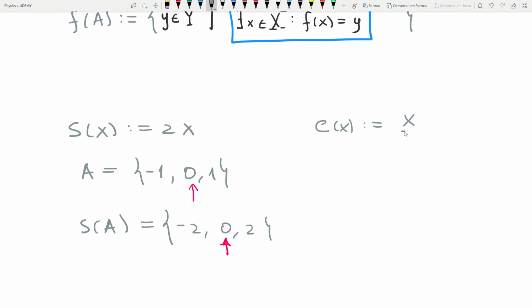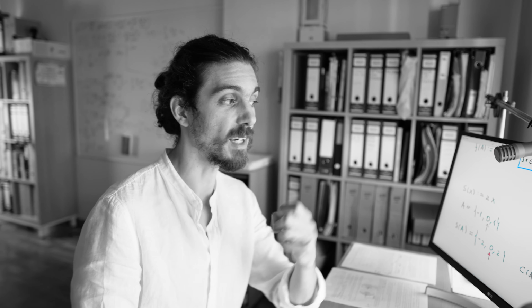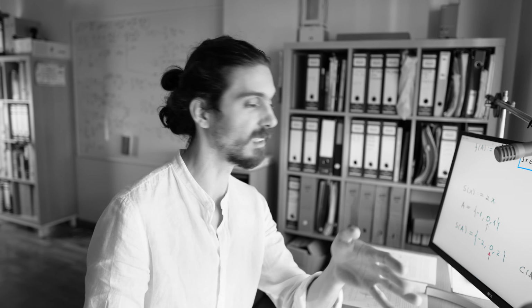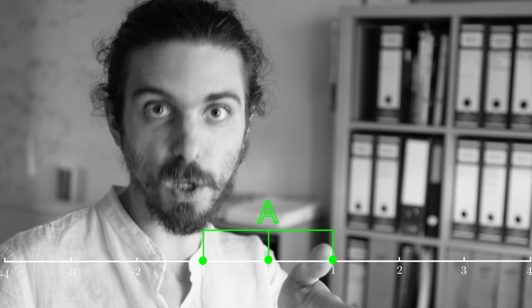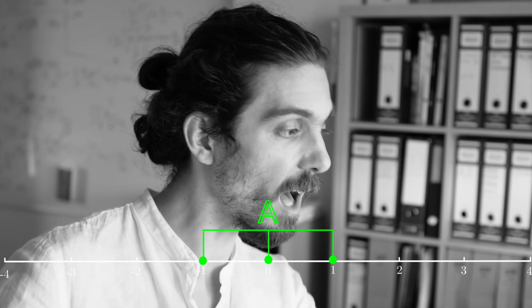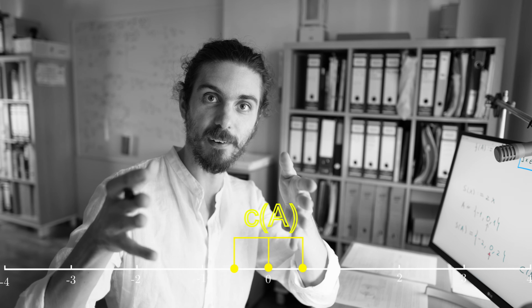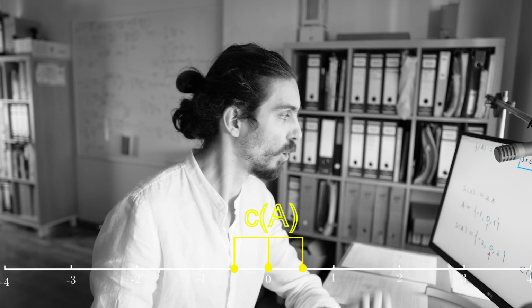Now, let's consider a second function, c of x, and c of x is x divided by 2. If I now act with c on A, we get c of A, which is the set -1/2, 0, and 1/2. You can see that previously the set was 0, 1 to the left, 1 to the right, and now it becomes just half of it. So the set was compressed. So you can see that by acting with functions on these sets, you can either stretch a set or contract a set.